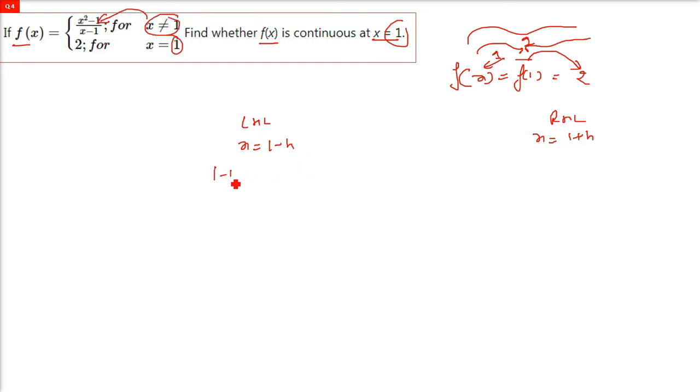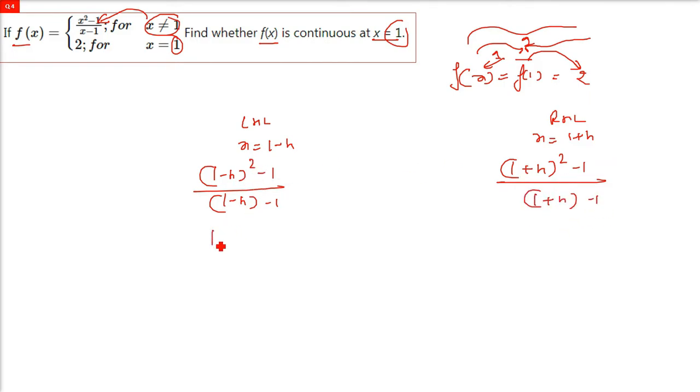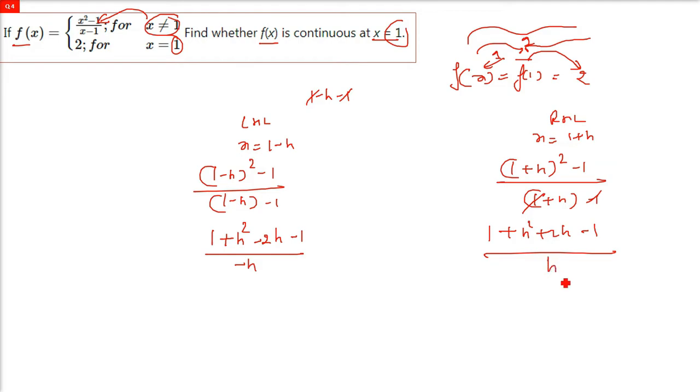(1 minus h) whole square minus 1 divided by (1 minus h) minus 1. Here (1 plus h) whole square minus 1 divided by (1 plus h) minus 1. What will this be? a square plus b square minus 2ab. So 1 square plus h square minus 2h minus 1 divided by 1 minus h minus 1. You can cancel 1 and 1. You will get negative h. Here a square plus b square plus 2ab, minus 1 divided by h. The 1 and 1 get cancelled.